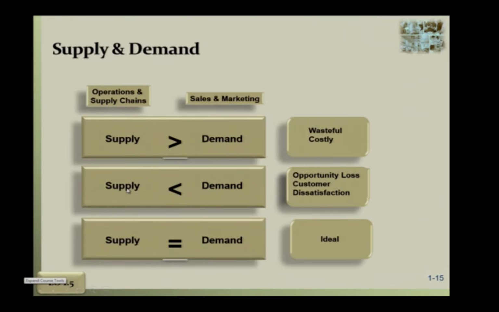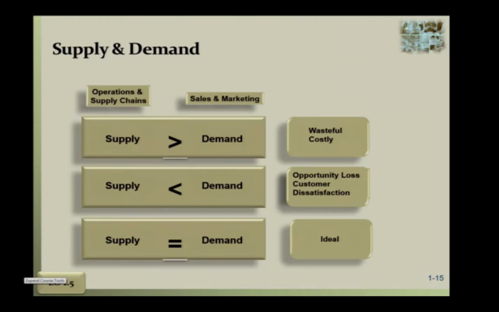So if we have high capacity, so if we have high supply compared to our demand for the product, then we're producing too many products that are sitting there. So that's wasteful and very costly. If our supply is less than demand, then there's opportunity loss, what we're losing by not selling our product. We don't have enough product to sell.